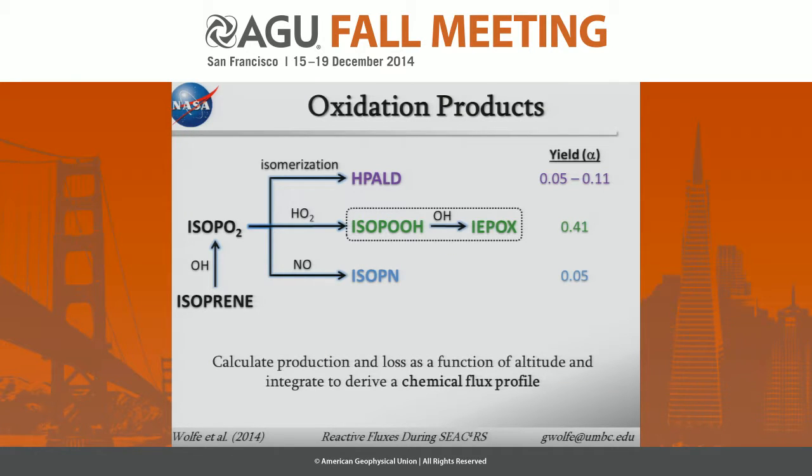Okay, so I think we've seen versions of this figure many times today, so I won't dwell on it too much. You make these isoprene peroxy radicals. They can undergo a number of different fates to make hydroperoxyaldehydes, isoprene epoxides, and isoprene peroxides, or a minor channel is to react with NO and form isoprene nitrates. The yield over here on the right is specific to this particular environment, so it's just a fraction of ISOPO2 that makes that product. So what we can do is calculate the production and loss for each of these compounds using rate constants and so on from the literature and our measurements, and integrate that over height to get a chemical flux profile, which we can then compare with the observed flux profile, and if there's a difference, we know that we're missing a source or a sink.